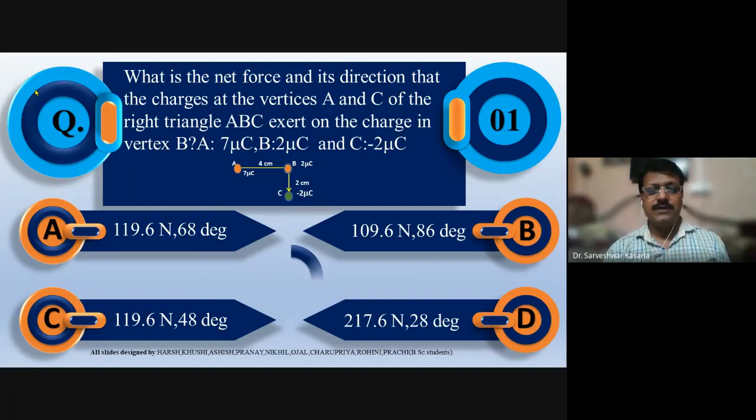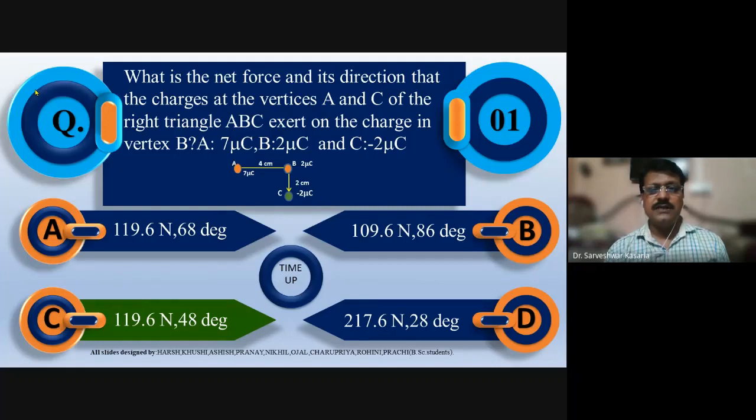Here you are to find the total force acting on the charge B due to charge A and charge C. Distances are given and the charges are given. So you will have to find the magnitude of total force and the direction. So your time is up. So answer is 119.6 Newton and it is 48 degree from the horizontal.